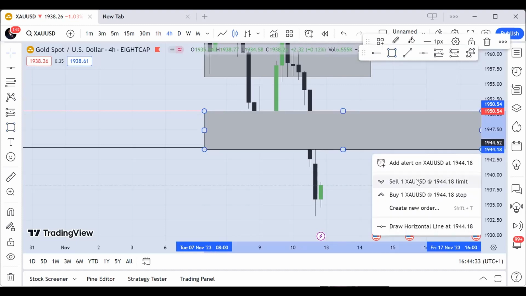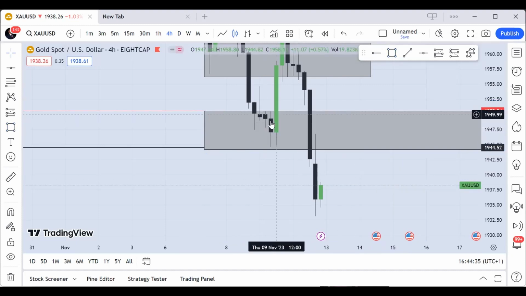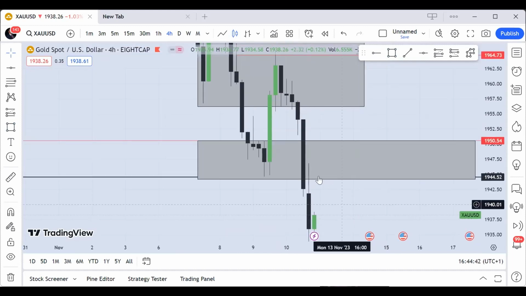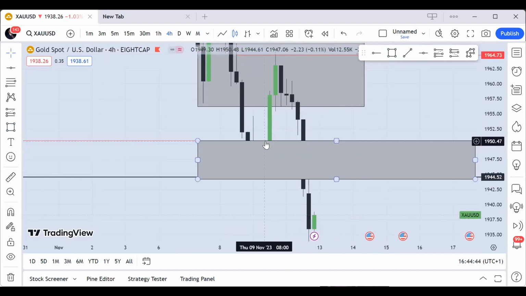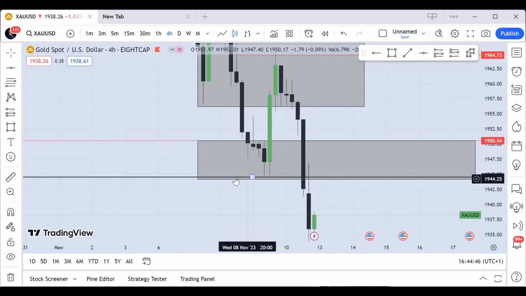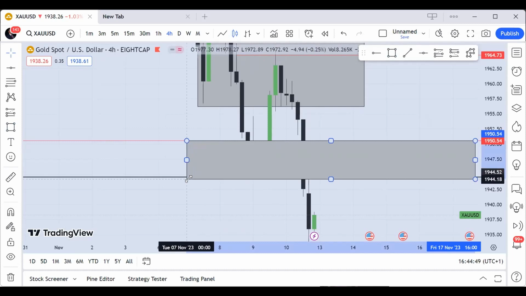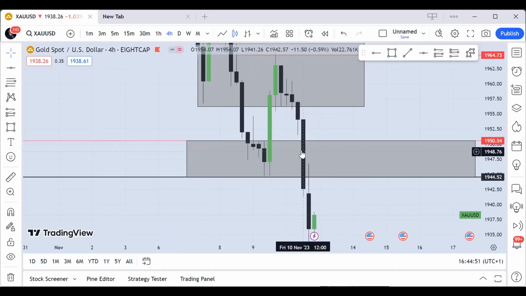Price has not yet retested it because this level, this wick here, this is a candle that broke the wick. This candle here. Remember, I said it must be from wick to wick of the candle. It's not just the body of the candle. It must break the wick as well. So this candle did not break.